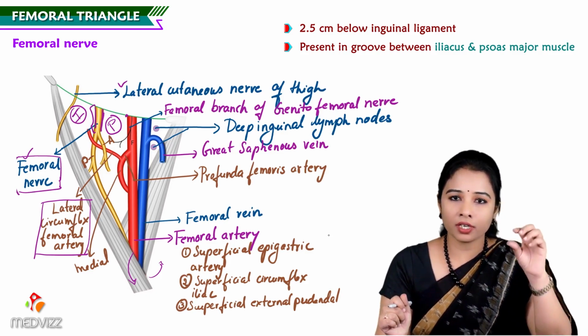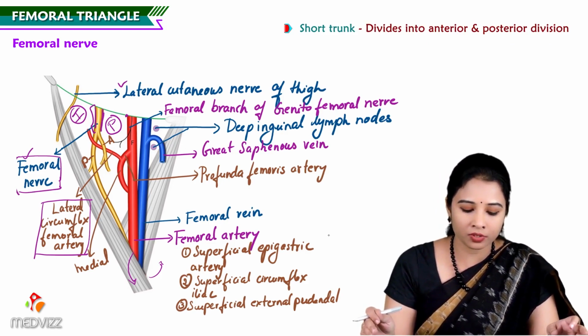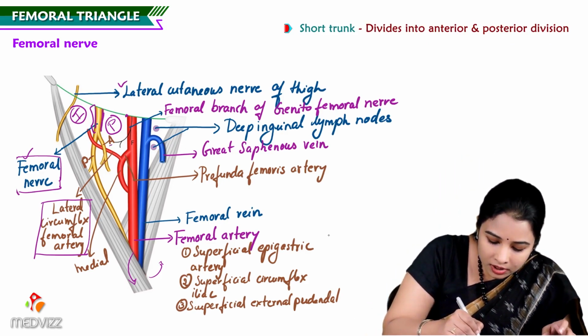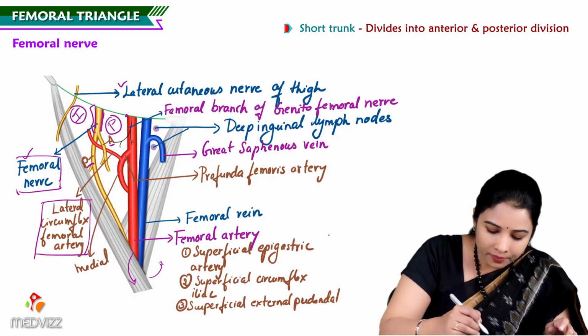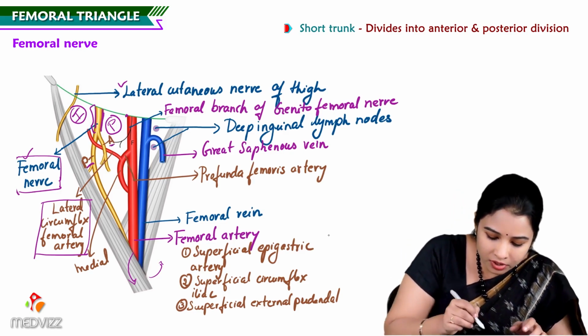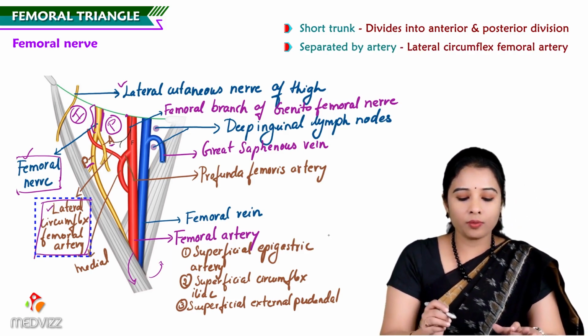As we know, it is a very short trunk. Immediately it divides into anterior division and posterior division. The anterior division is here and the posterior is marked P, and they are encircling. You can see these two divisions are separated by an artery, which is the lateral circumflex femoral artery.